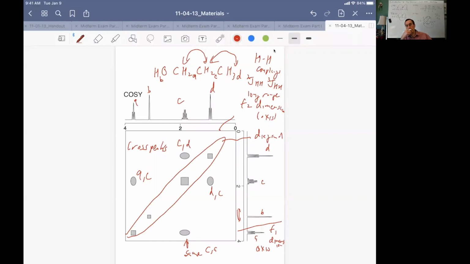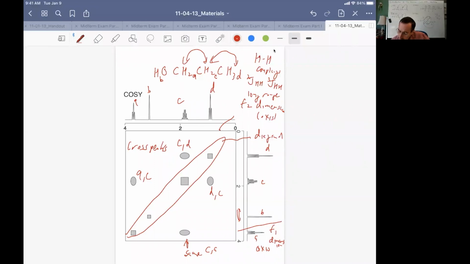Any questions about the COSY? Quick question. Can you clarify what you mean by small or large cross peaks? Does that mean it's just more concentrated with the shapes?